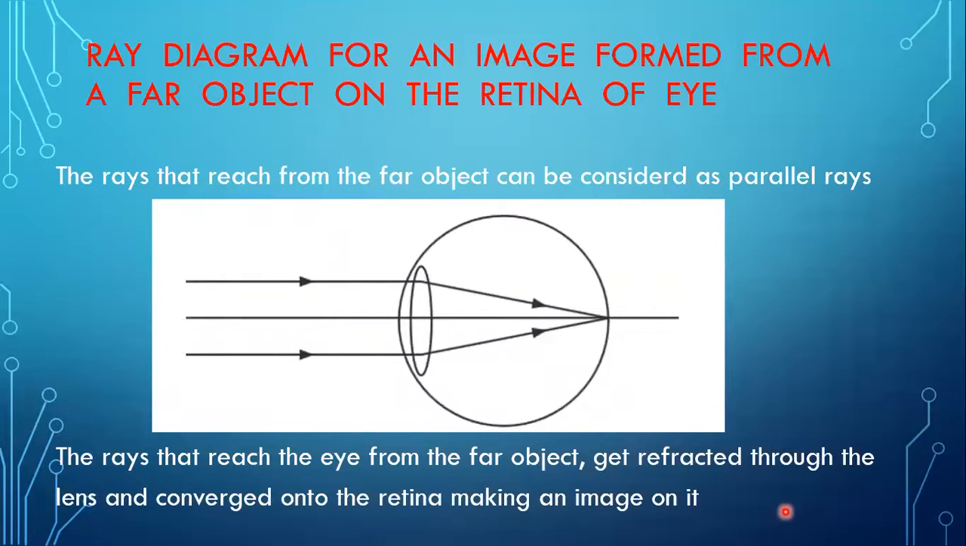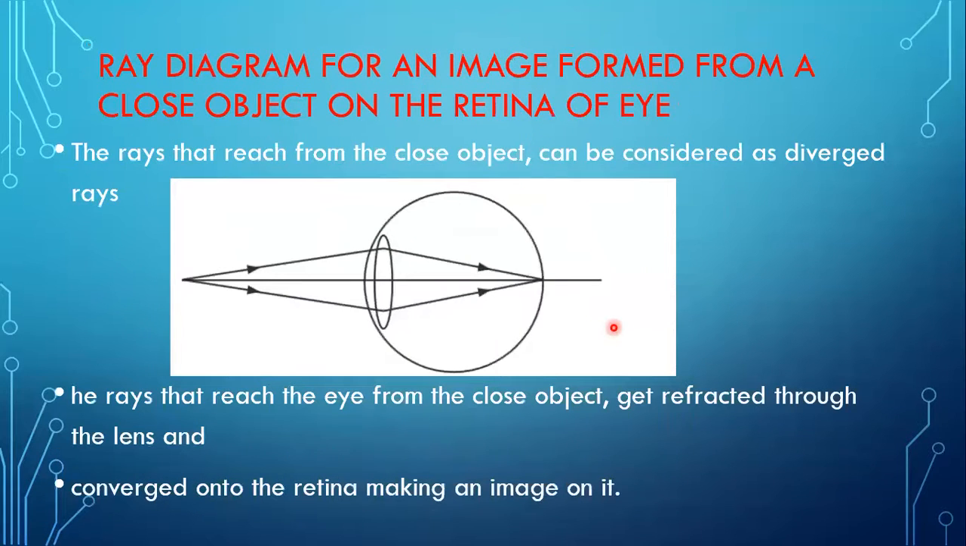Ray diagram for an image formed from a far object on the retina of the eye. The rays that reach from the far object can be considered as parallel rays. The rays that reach the eye from the far object get refracted through the lens and converge to the retina, marking the image on it.